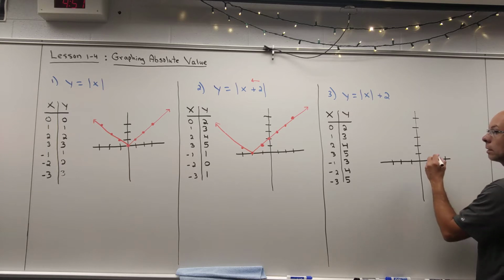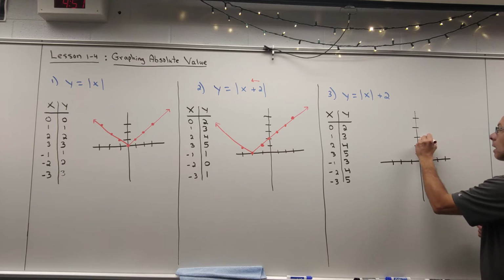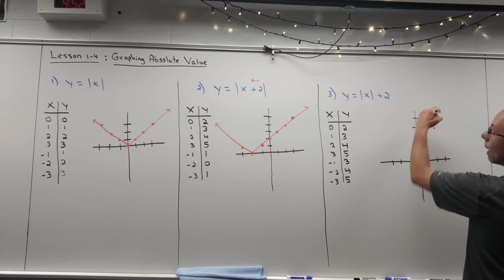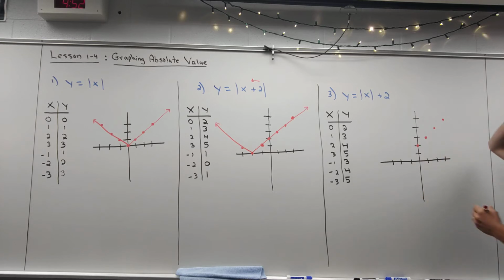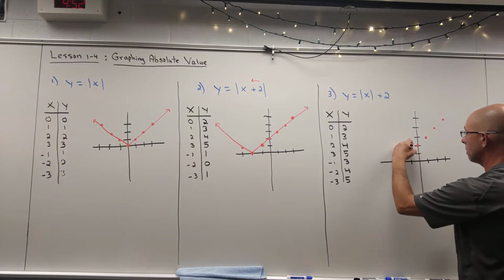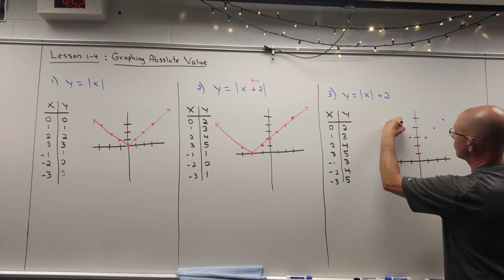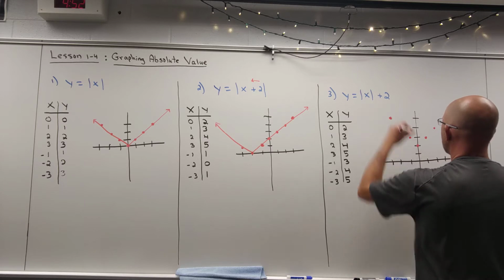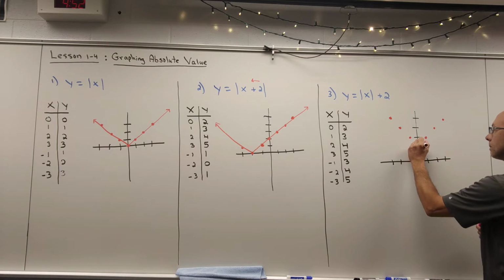0, 2 is right here. 1, 3. 2, 4. And then 3 right, 5 up, 3, 5. So there's those points. And then 1 left, 3 up. 2 left, 4 up. 3 left, 5 up. That V is back to symmetrical. You see it very clearly.